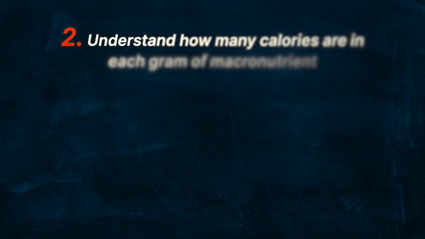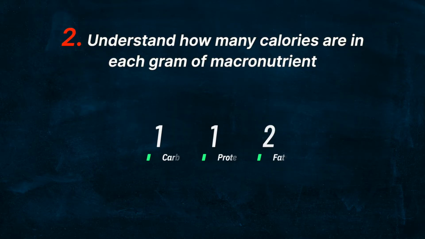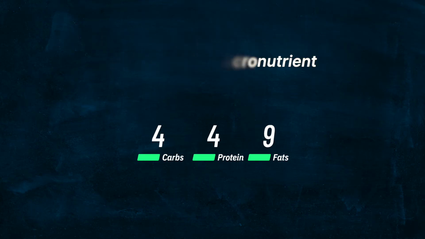Number two, you need to understand that as an estimation, there are 4 calories per gram of carbohydrate and protein and 9 calories per gram of fat. Understanding these numbers will help you perform your calculations while also giving you some perspective on which macros you may want to prioritize.